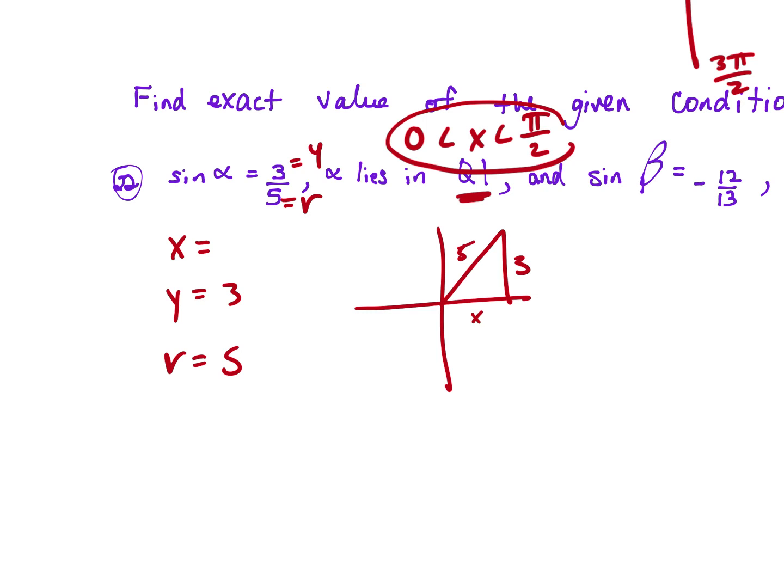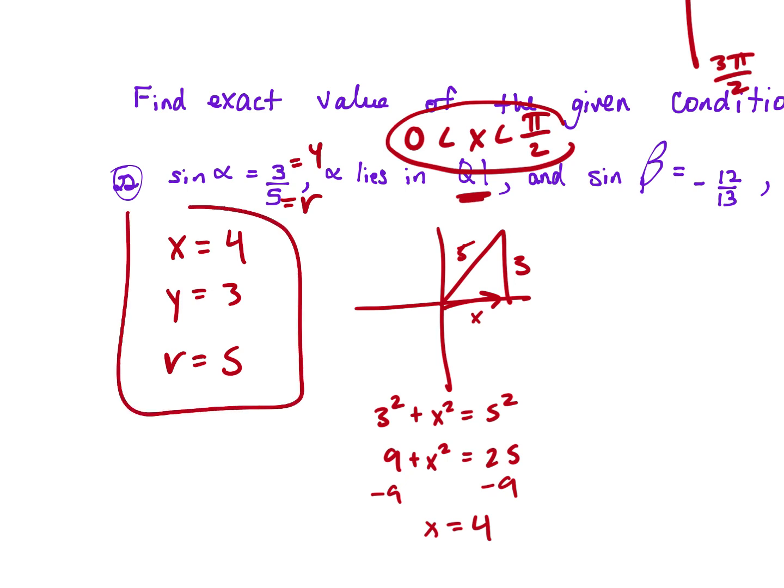How do I find x? Pythagorean Theorem. So 3 squared plus x squared equals 5 squared. So 9 plus x squared is equal to 25. What's x? 4. Is it a positive 4 or negative 4? Positive. We're going in the right direction, so x is positive.